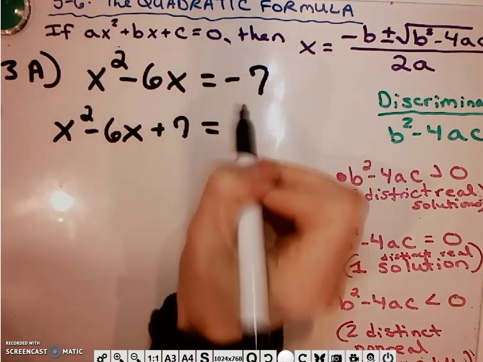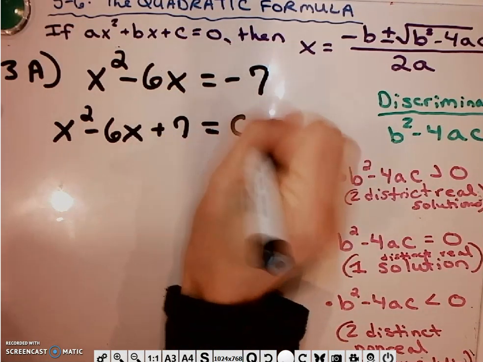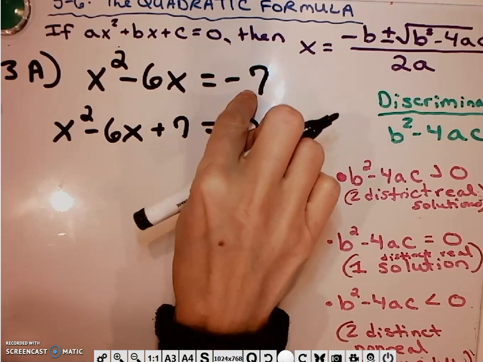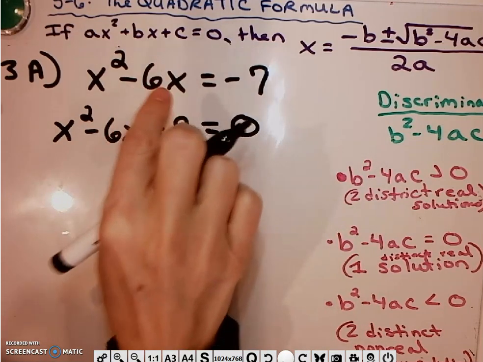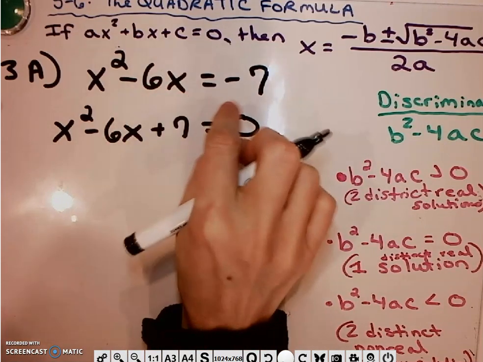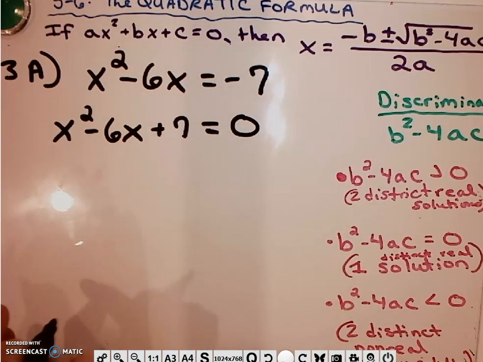Again, I add 7 to both sides to make this 0. I want to take this negative 7, jump the equal sign, and make it positive, or what we're doing is adding 7 to both sides. Now I have it set to standard form.